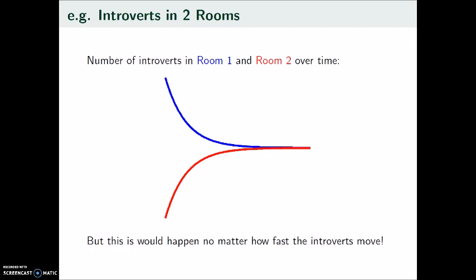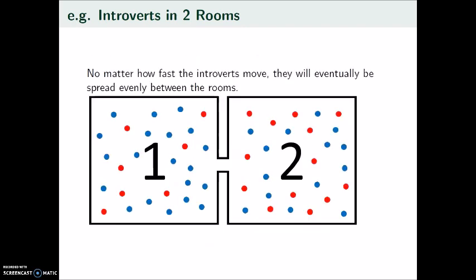The second point I want to make is that this would happen regardless of how fast the introverts are moving. In this case, we assumed that a quarter of them move from one room to the other in a unit of time. But we could have assumed that number was a half, or a tenth. Either way, we'd get the same result. It would just happen at different rates, right? It might happen more quickly or more slowly, but we're still going to ultimately end up with the same number of introverts in each room.